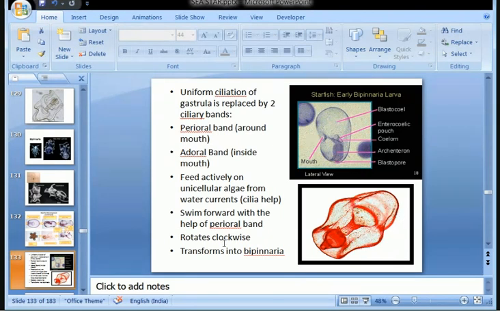So this text tells you about how gastrula transforms into early bipinnaria larva. Here you see, this is the bipinnaria larva, early bipinnaria larva. Still, as yet, those lobes have not developed, which develop later.